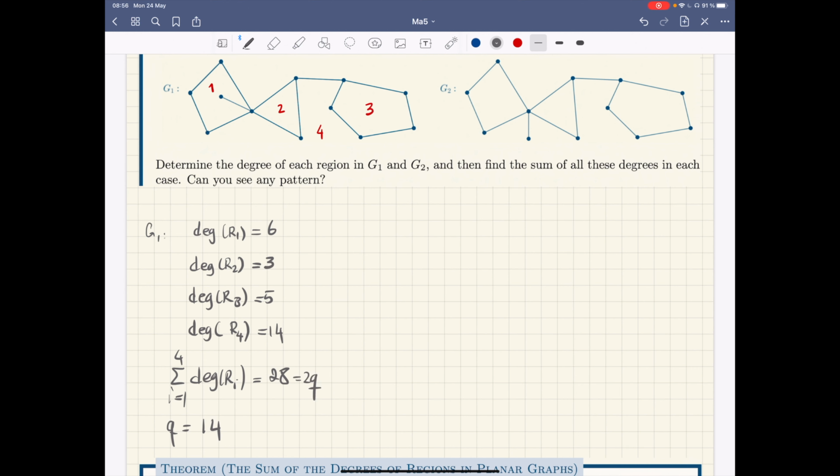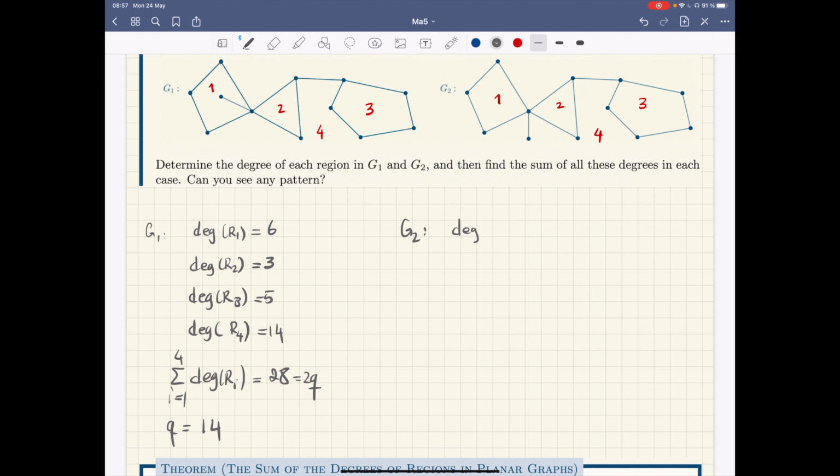Yes? And now let us go to the other one, G2. So what is G2 here? How many regions do you see? 1 region, 2, 3, and 4. So the number of regions has not changed. This is problematic. If it is supposed to change, then we would be in trouble. Yes? Okay, but let us see what is the degree of R1 this time.